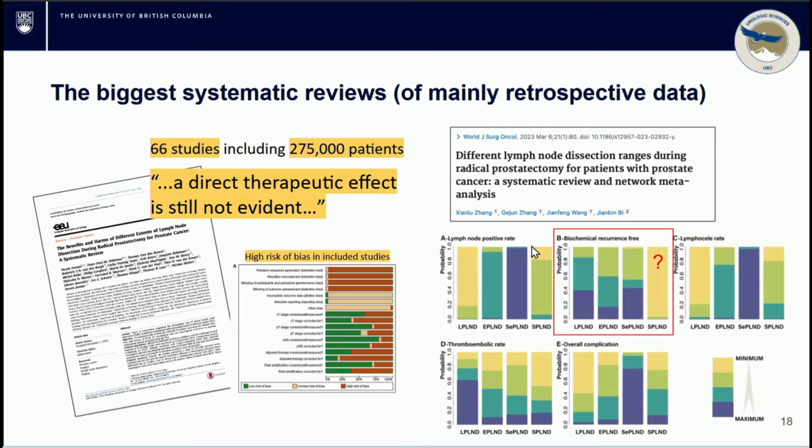Of course, the huge problem with any retrospective review in this topic is that extended dissections will always more accurately stage the patient, and then that'll inevitably change their post-surgical course.